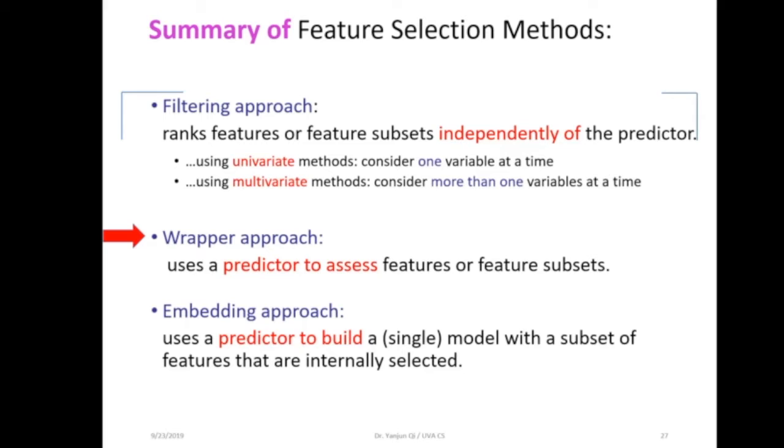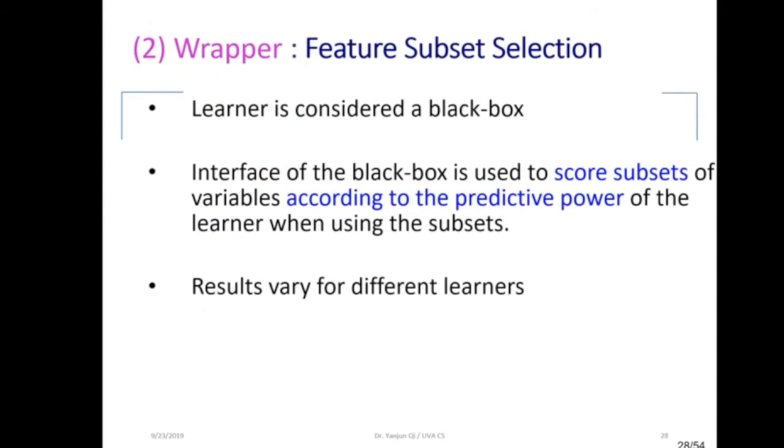We want to use a predictor to select and also to assess a feature subset, hopefully to train a better predictor by using fewer features. So in the wrapper approach, the predictor you're going to use is considered a black box model. You just feed in the subset-selected version of the x. So in the end, you have a theta.